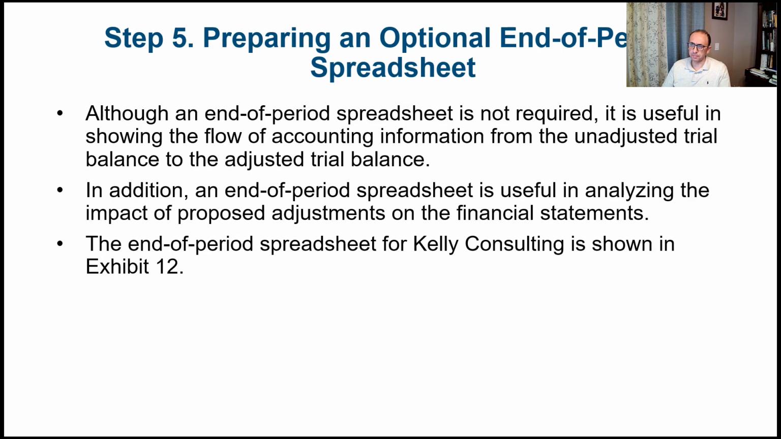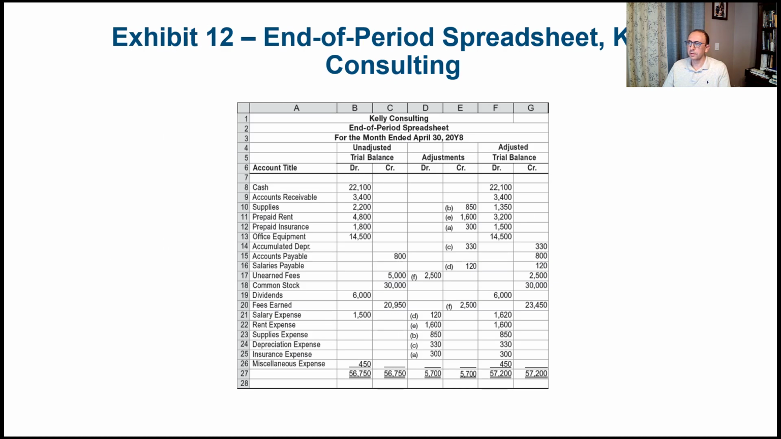But again, for the purpose of this course, I think this is totally optional. So I'm leaving this for you to decide whether you want to understand it or not. But you're not going to get tested on it. And here's an example of an Excel sheet that shows the unadjusted trial balance, the adjustments, and then finally the adjusted trial balance. It's very easy, it's not that difficult to implement, but again, for the sake of this class, I'm just going to keep it optional for you.